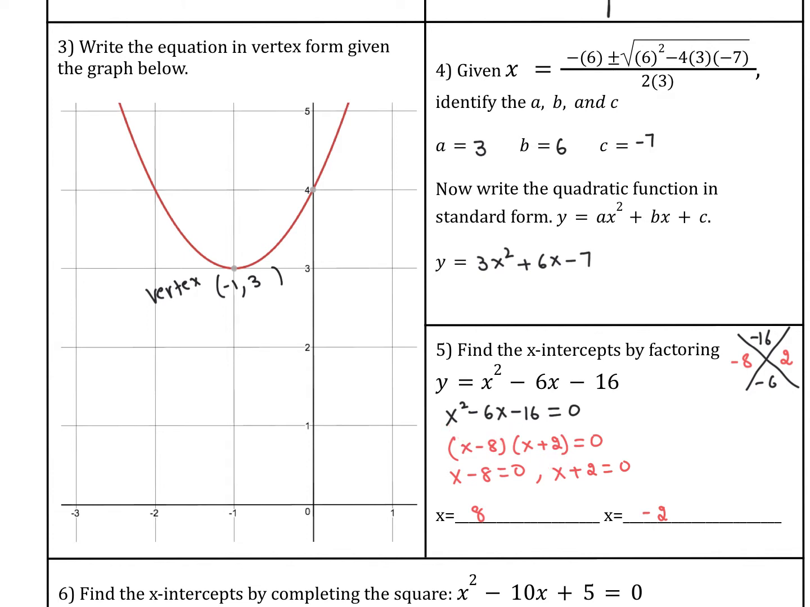Make sure you put this equation or this function equal to 0 first because we're going to apply the zero product property. Put these factors equal to 0, one by one. Plus 8 on both sides, you get x equals 8. Negative 2 on both sides, you get x equals negative 2. And those are the x-intercepts for this function.